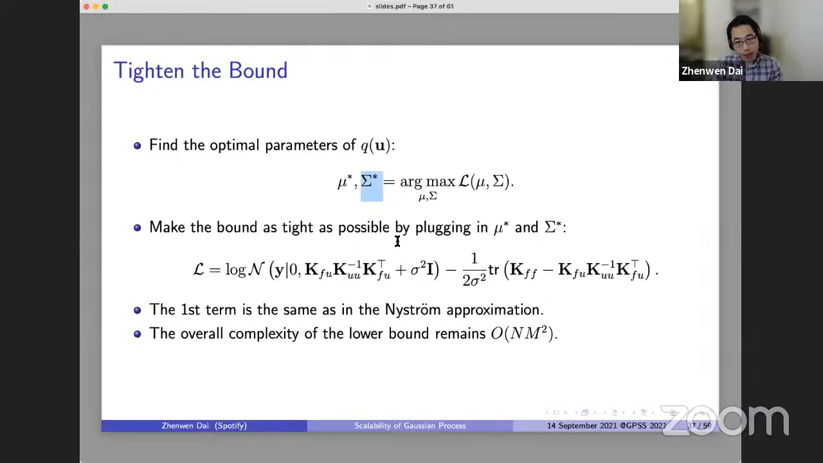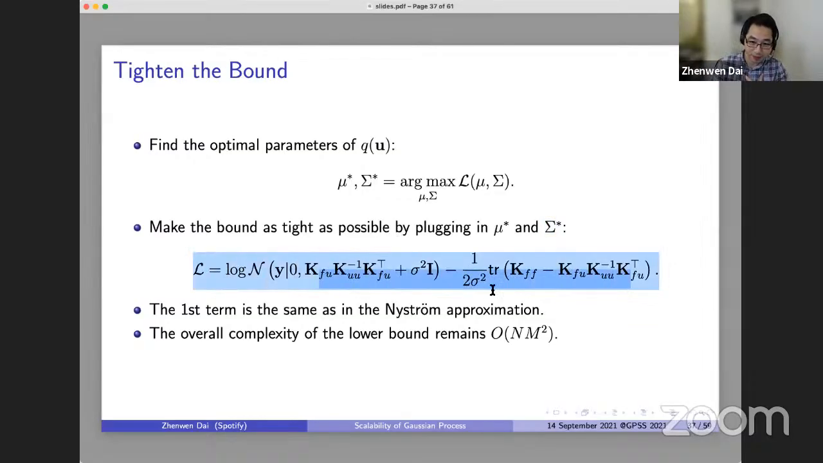And the second thing we can do is plug in the mu star and the sigma star back into the previous lower bound. That will result in a tighter lower bound because the optimizer no longer has to optimize the mu and capital sigma. Whenever the gradient optimizer changes the other remaining variational parameters, the mu and the sigma are automatically optimal. So that makes the variational bound always tighter. And the resulting lower bound looks like this form.